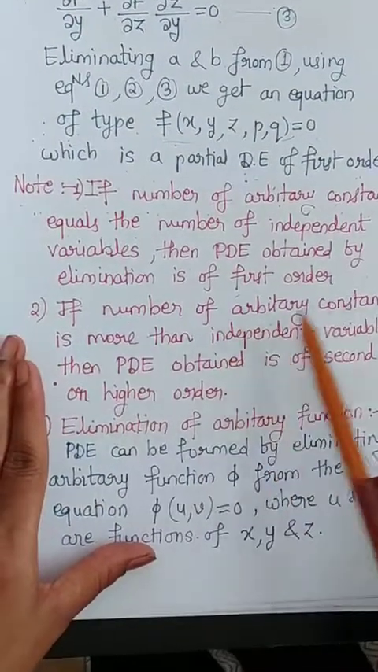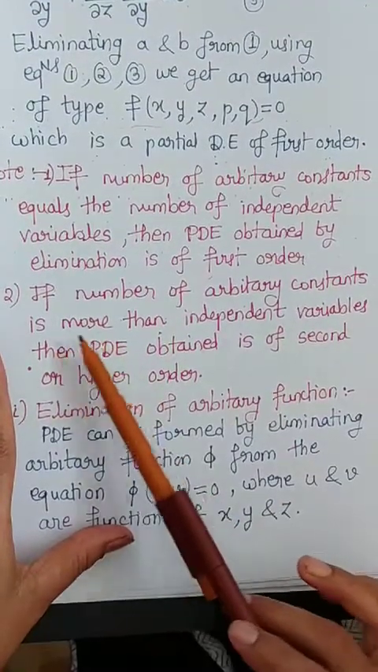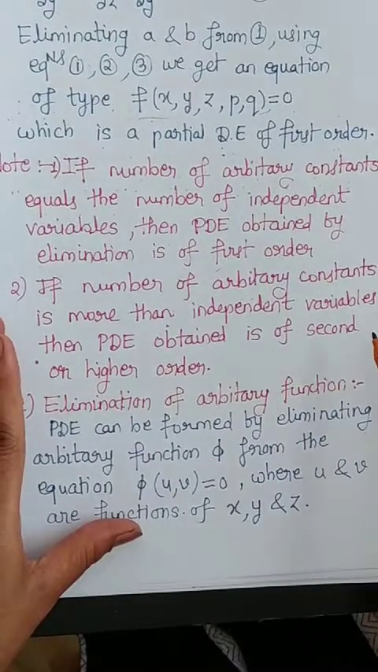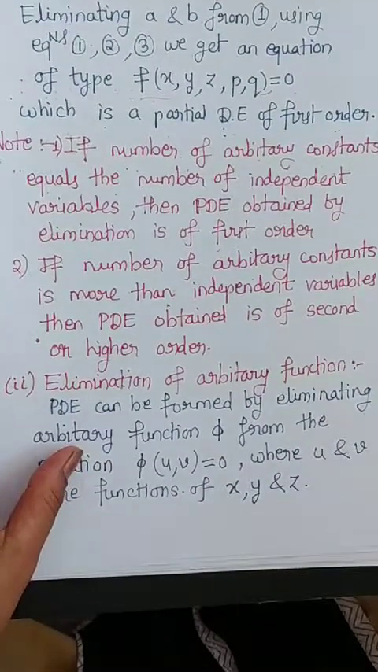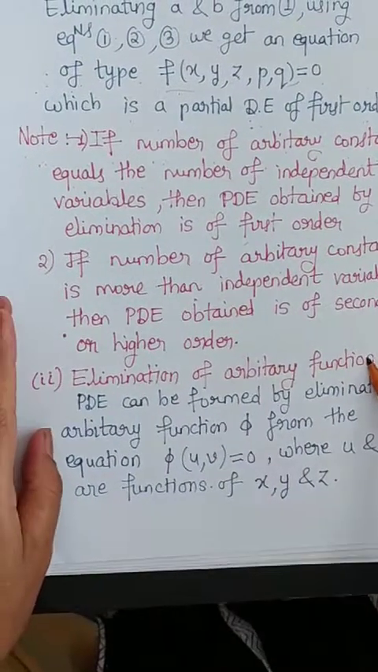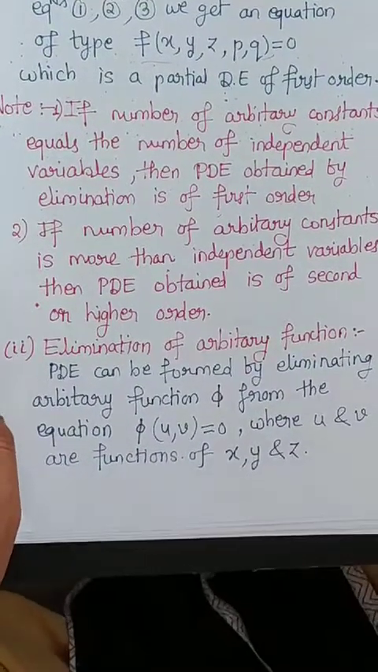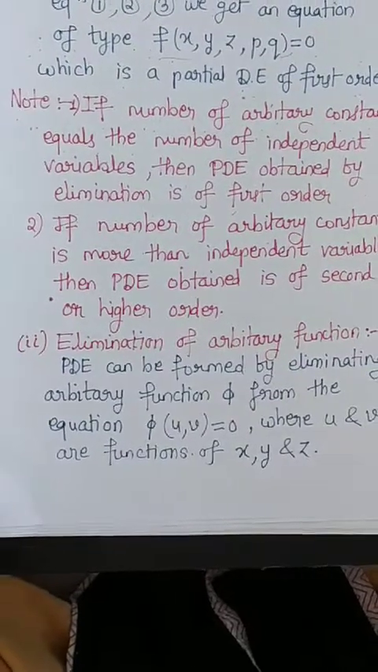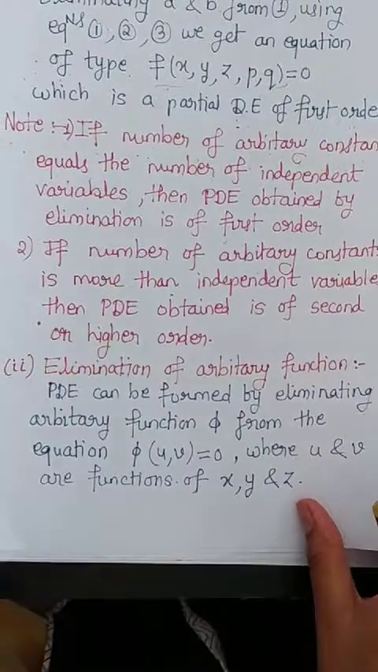Now, if the number of arbitrary constants is more than the number of independent variables, then the partial differential equation obtained is of either second degree or higher order, right? So, this is the first method to form the partial differential equation. The second is by elimination of arbitrary functions. A partial differential equation can be formed by eliminating the arbitrary function phi from phi of u, v equal to 0, where u and v are functions of x, y and z.